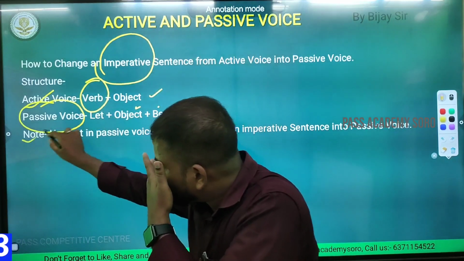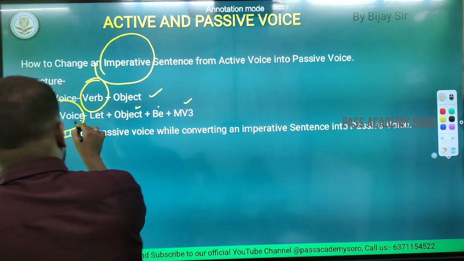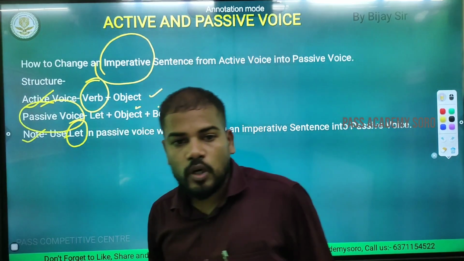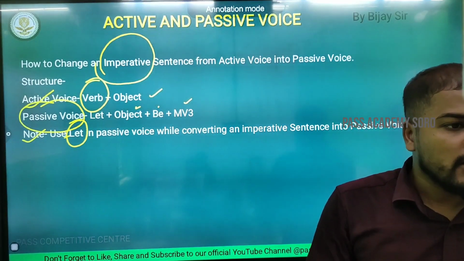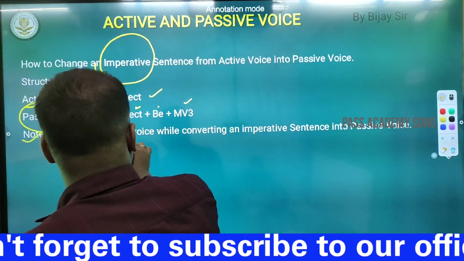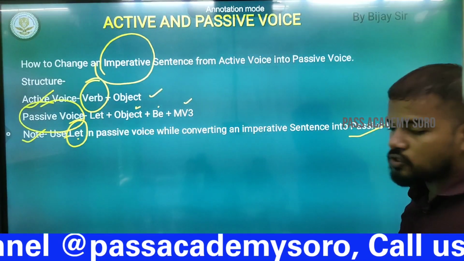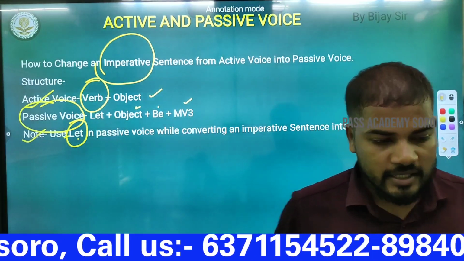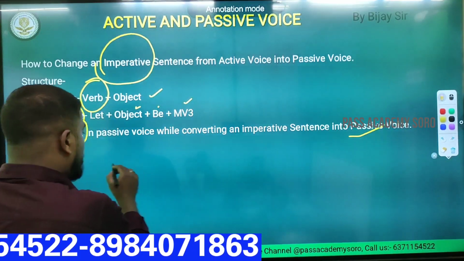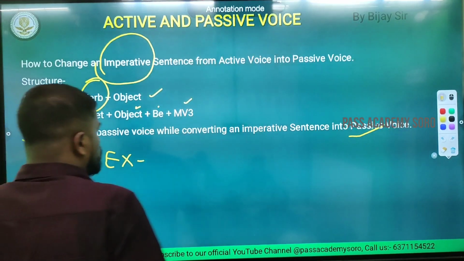So there is a simple, short note for you, dear student: use let. We have to use let in passive voice while converting an imperative sentence into passive voice. Now I will give you an example, dear students. It will be easy to understand.